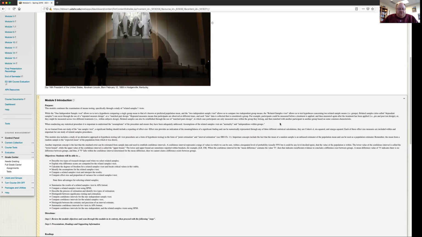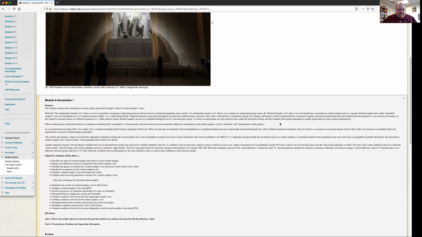This module also includes a study of an alternative approach to hypothesis testing. All t-test procedures are a form of hypothesis testing. And that alternative approach is in the form of point estimation or interval estimation, and that's going to be in the Statistics for Behavioral Sciences, Chapter 11. Important concepts include the fact that the mean of a random sample is an unbiased estimator of the population mean and can be used as a population estimator. Remember, the mean from a random sample is the expected mean of the population from which it is drawn.